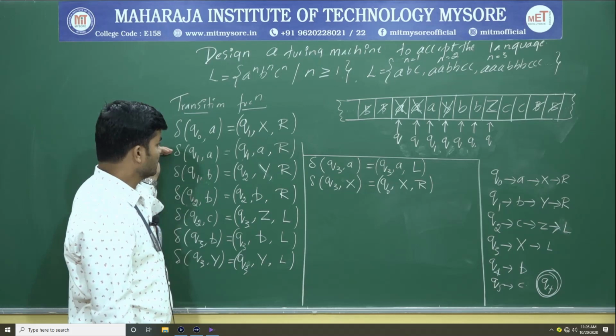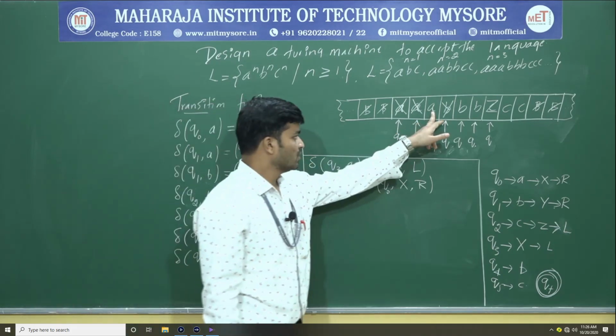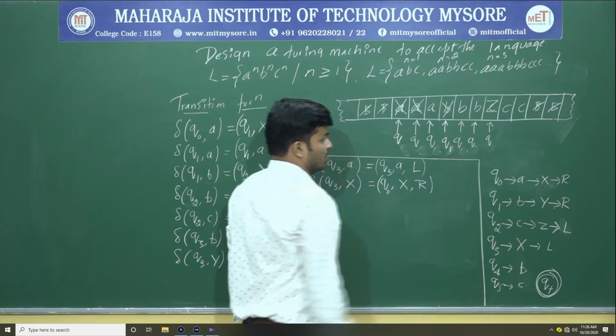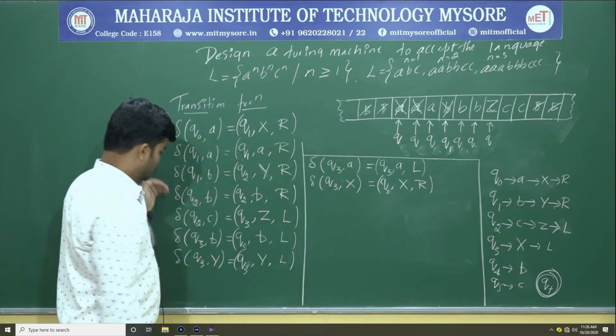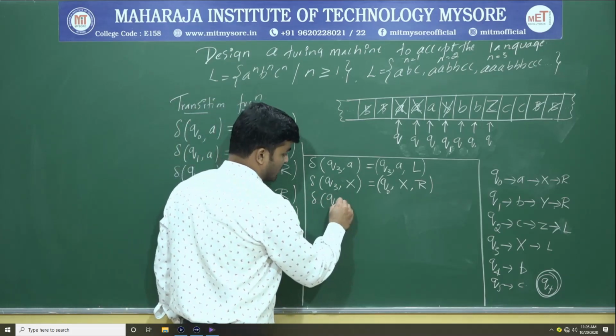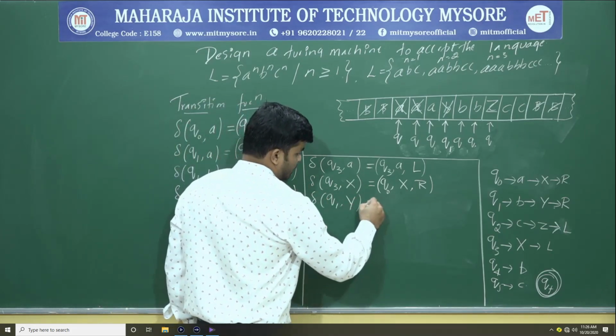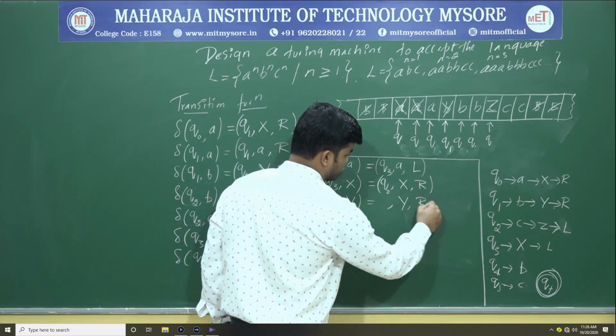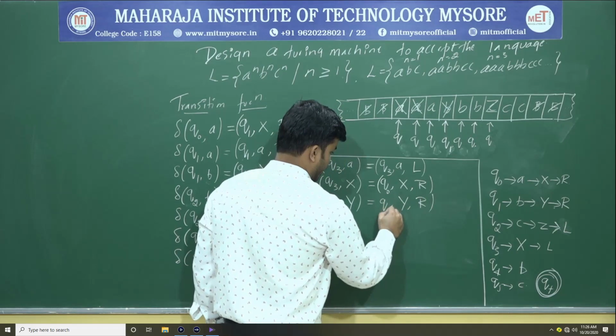Q1 upon A is already written. You will maintain that A as it is and you will move to the right hand side with the same state Q1. It will come over here. Q1 upon Y is not written, write that one. Delta of Q1 comma Y is, you will maintain that Y as it is and you will move right hand side with the same state Q1.